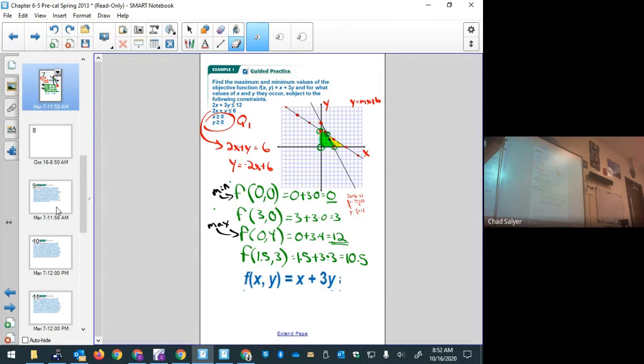So that's maximizing or minimizing an objective function with constraints. Linear optimization. Questions about that one? Okay, so I think I gave you one homework problem for that. Let me go ahead and put it up here on the board.